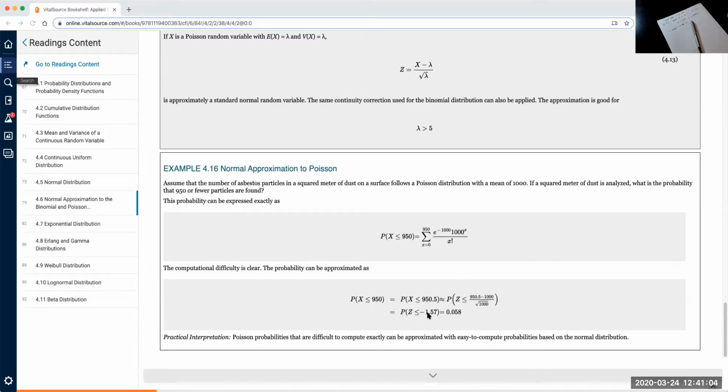It's not a big deal to figure out the decimal expression of this fraction, which is negative 1.57. Then using the calculator TI-84, go to distribution and use normal CDF. Keep in mind, this is a standard normal distribution, so the mean mu must be 0 and sigma, the standard deviation, must be 1. Then using the calculator, you can get this one.